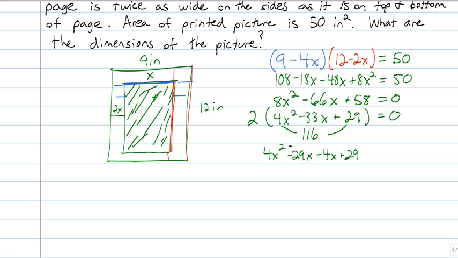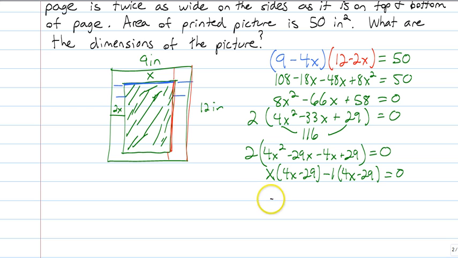Okay, so now I am just going to finish this off. Again, this 2 really doesn't matter when we're solving. It only matters if there was an x out there, which there is not right now. So I'm going to group this. I could take an x out, and I get 4x minus 29. And I could pull a negative 1 out to make it 4x minus 29. Remember, for grouping, you want to get those equal. So my final answer is x minus 1 and 4x minus 29 equals 0.